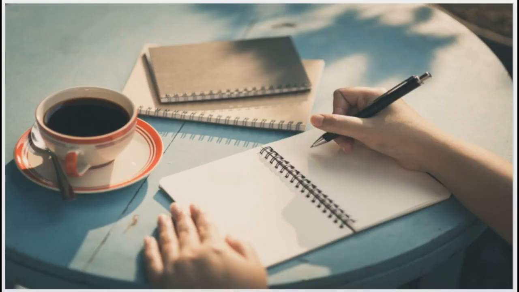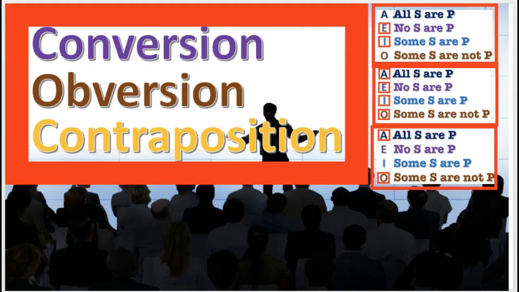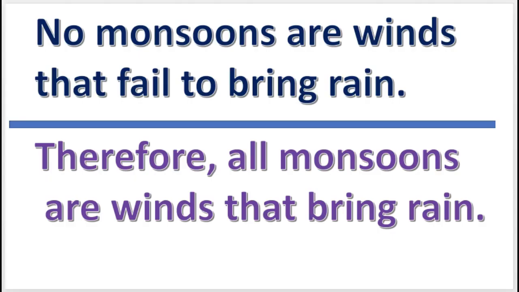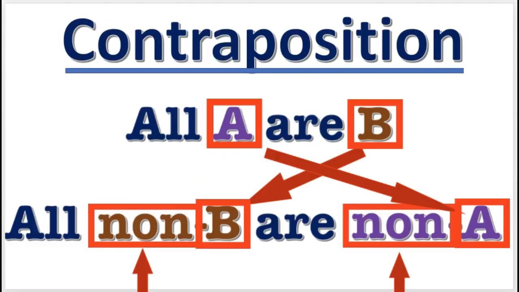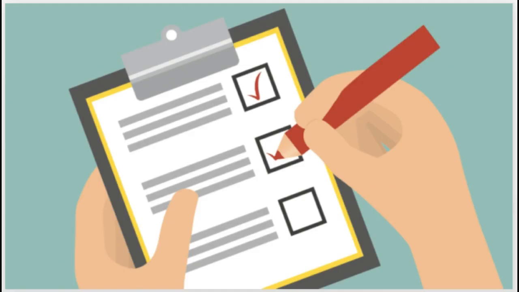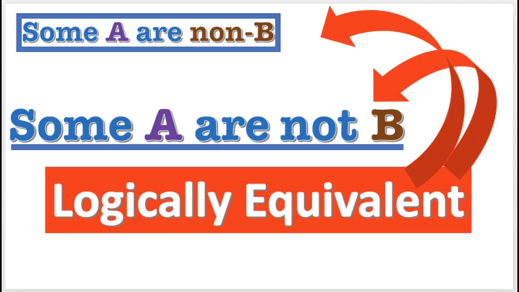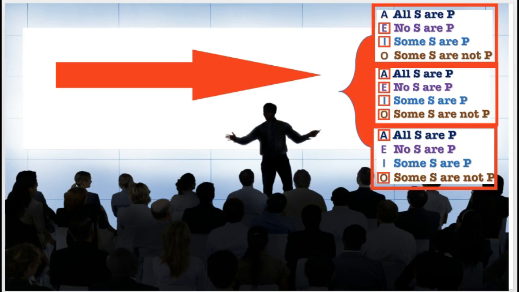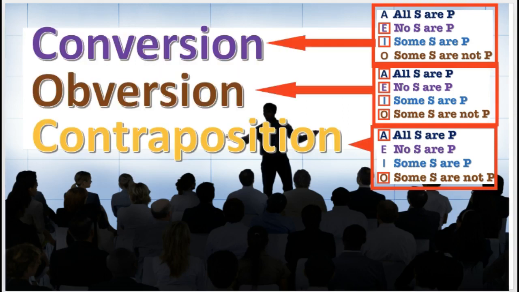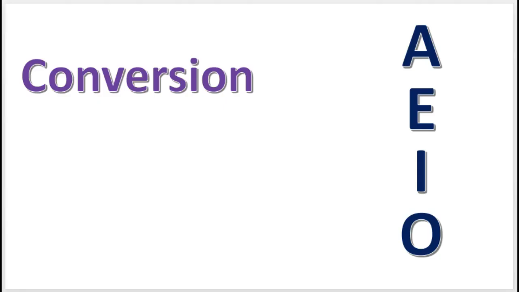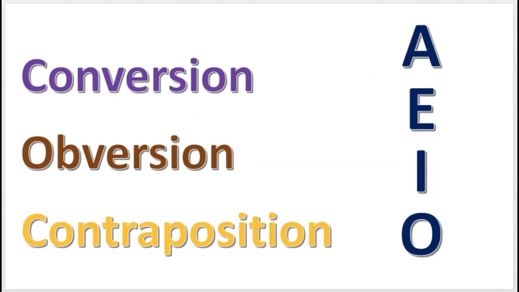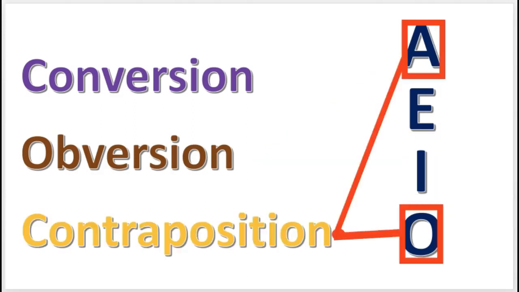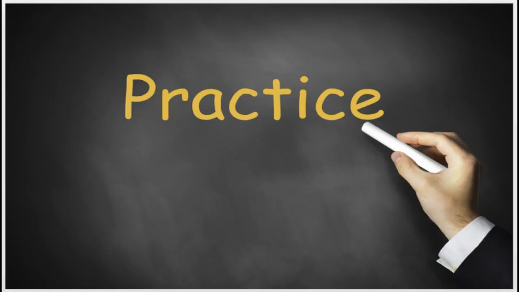We are now going to do some practice problems. What you'll be doing essentially is looking at the inferences and determining what operation was used to produce the conclusion, whether it was conversion, obversion, or contraposition. You will check to see if it was done correctly and see if it has logically equivalent results. You need to remember the logically equivalent results for all of the operations, or you can have a note. Conversion, E and I. Obversion, all. And contraposition, A and O. Let's begin the practice problems.